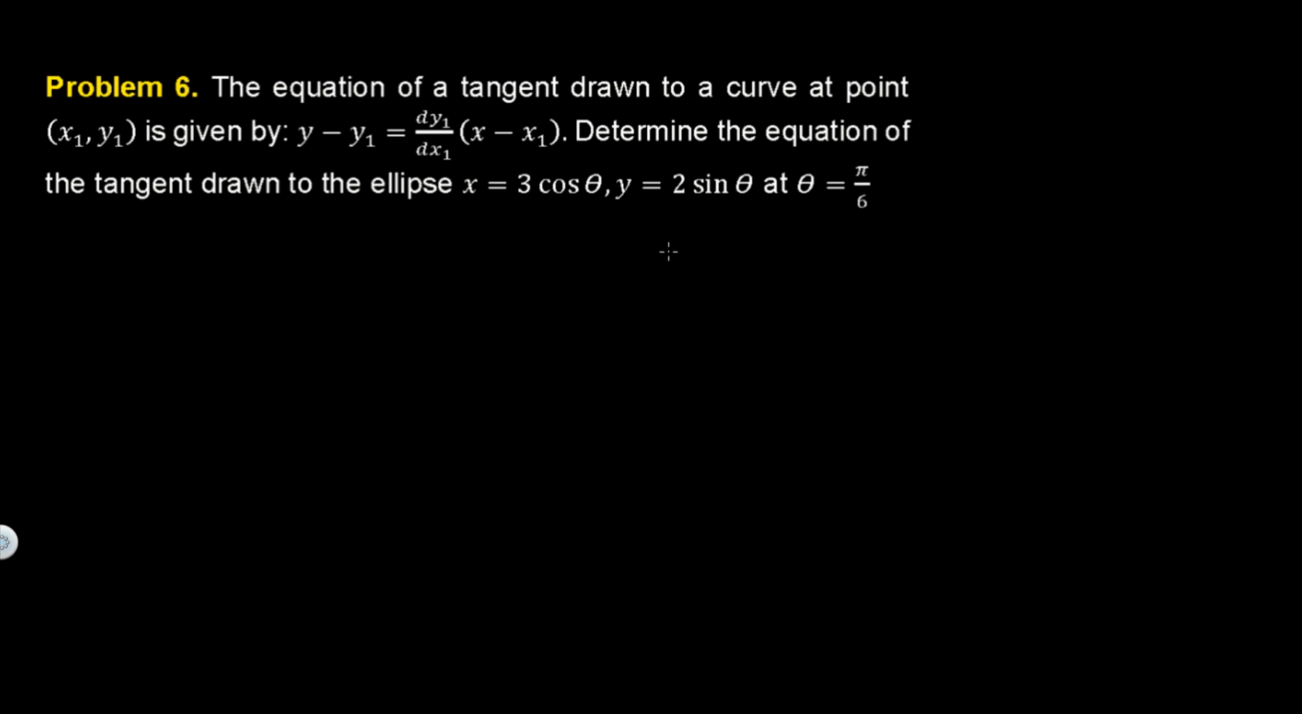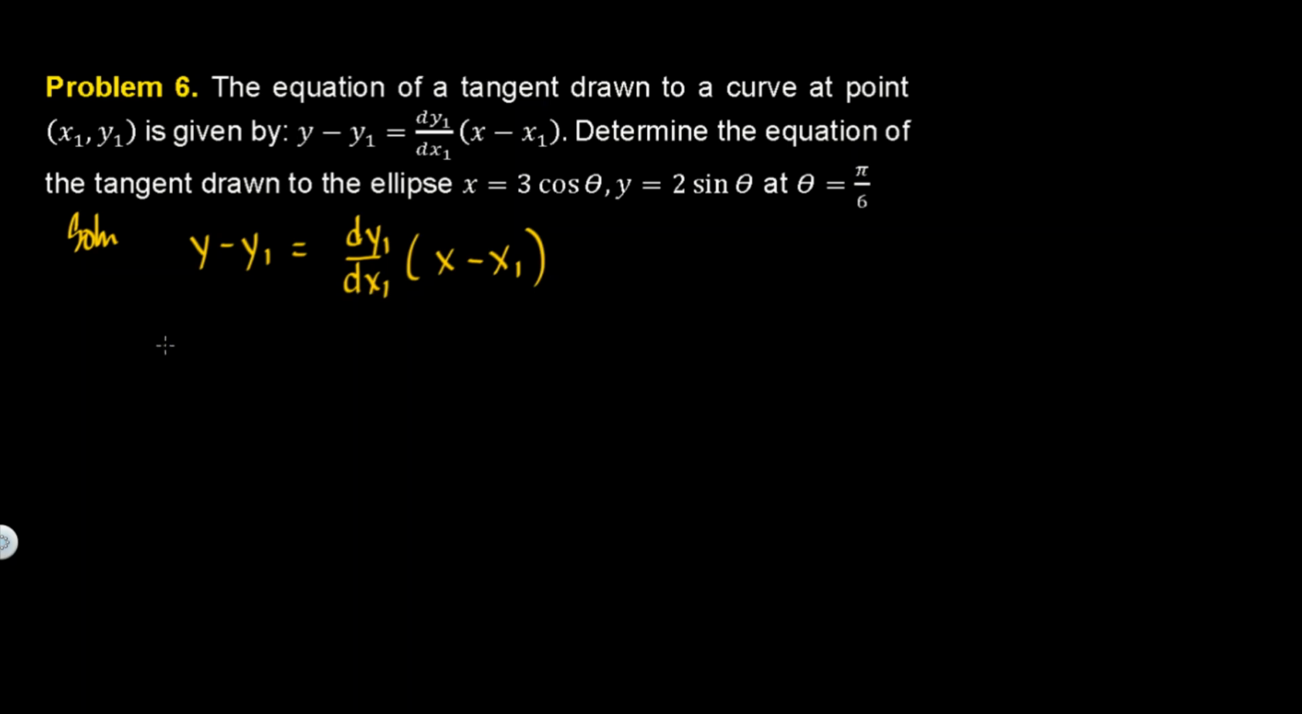So ating hinahanap is the equation of the tangent drawn to the ellipse. Okay, solution. So from itong equation natin, y minus y sub 1 equals dy sub 1 over dx sub 1 times quantity x minus x sub 1. Meron na tayong y sub 1, itong 2 sine theta. Meron na rin tayong x sub 1 which is 3 cosine theta. Meron na rin tayong pang-evaluate which is theta is pi over 6. So ang kulang natin is dy sub 1 over dx sub 1. O siya, kukunin natin yan.